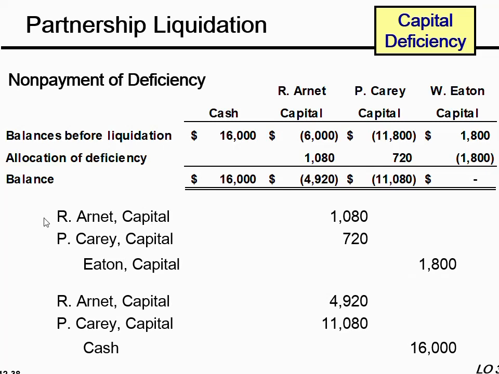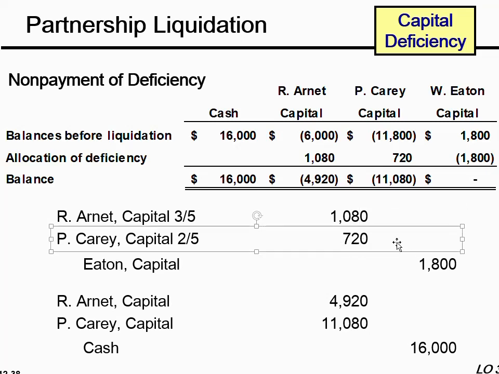Now how are they sharing it? The profit and loss sharing ratio for Arnett was 3, Carrie was supposed to share 2, and Eton used to share 1, but Eton is not sharing. I cannot divide 3 by 6 because now there are no more 6 parts. There are only 5 parts. So 3 by 5 for Arnett, and Carrie is 2 by 5. So 3 by 5 of 1,800 is 1,080, and 2 by 5 is 720.